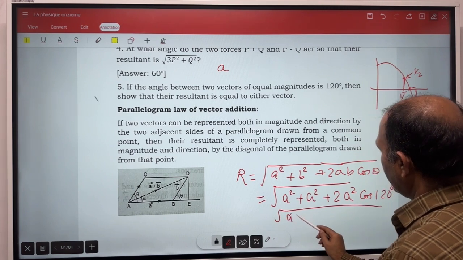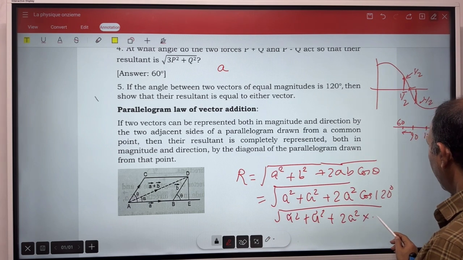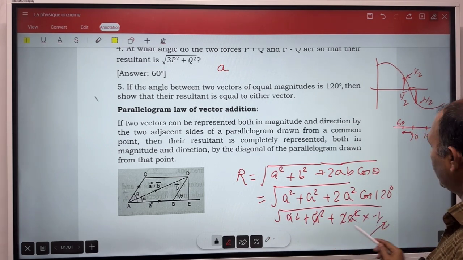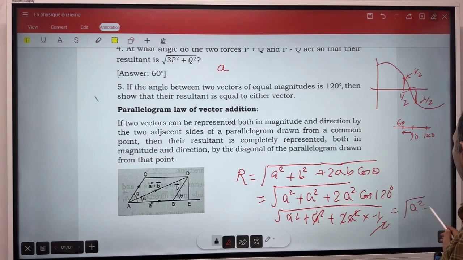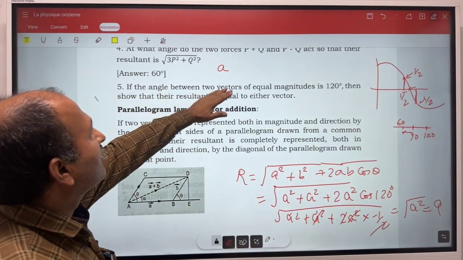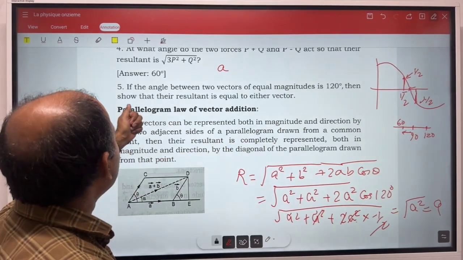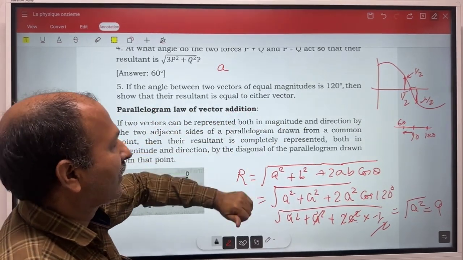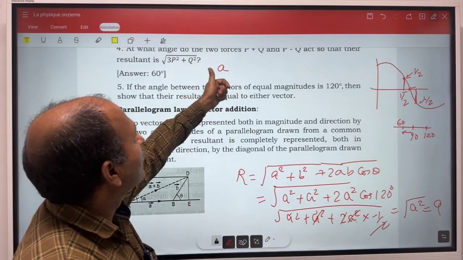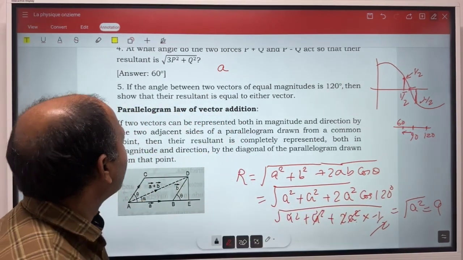So if we put this value here, A square plus A square plus twice A square into minus 1 by 2. So 2 will cancel out, this will be minus A square. So one A square will cancel out and you will be left with the root of A square, which gives A. Our question was, if the angle between two vectors of equal magnitudes is 120 degrees, show that their resultant is equal to either vector. We assumed in the beginning that both vectors have magnitude A, and the resultant vector is also A. Hence our purpose is served.